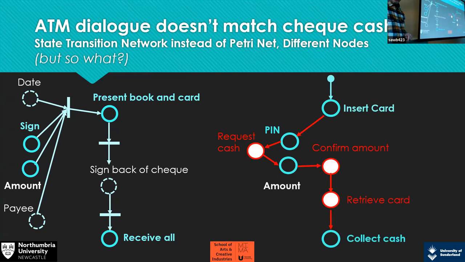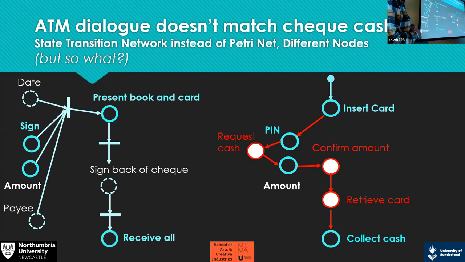So the only things that survive are signing, that becomes a PIN, presenting the book, that becomes inserting the card. The amount doesn't change. You now have to say, I want cash, please. You don't have to do that when you hand a check over. It's pretty obvious that's what you want. Not only do you have to say the amount with a machine, you have to confirm it. Then you have to get your card back. Then you collect your cash. Now, these clearly don't match. They're different structures. They're different temporal structures.